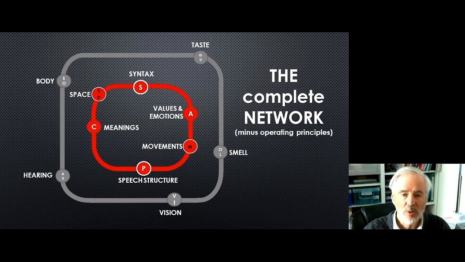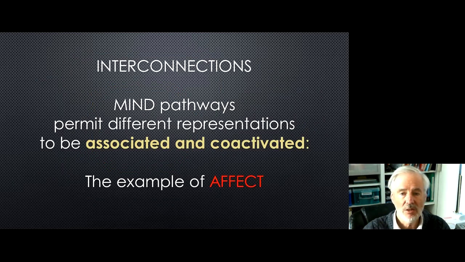So there's the complete network again, without the operating principles, but I haven't even put in any pathways, so let's do that very briefly in the minutes we've got left. These pathways in the mind allow you to connect and associate different representations that are put together in different ways, but nevertheless you can form an association between them, and once they're associated, if one gets co-activated, the other one does. And activation is a matter of degree.